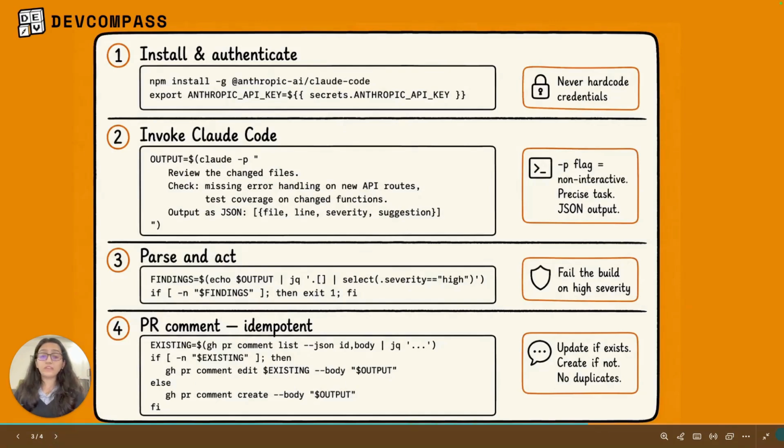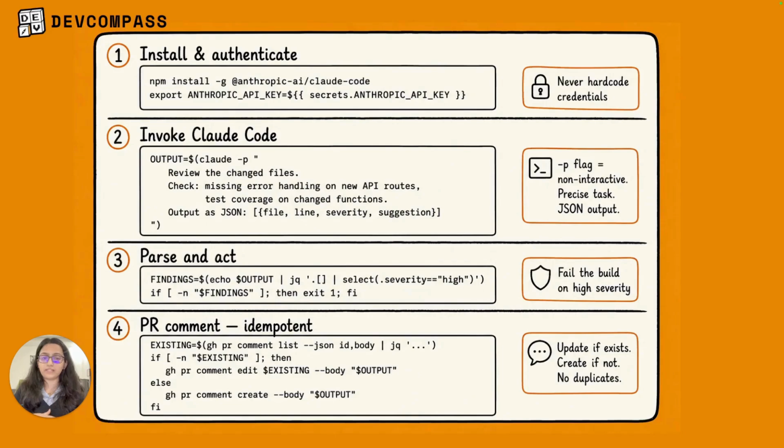Now, let me show you what a complete continuous integration step looks like, the anatomy. First is install and authenticate. Claude Code gets installed in your CI runner. It will use an environment variable from your CI secrets. The label says it again, never hardcode credentials. We've already talked about it. So this has to always be in environment variables.